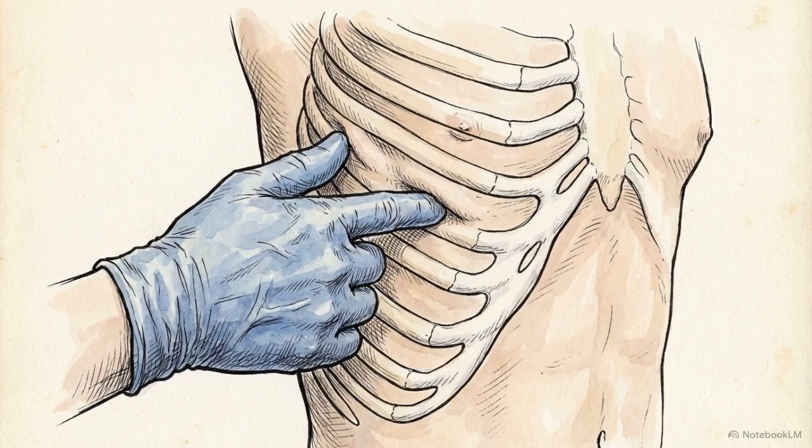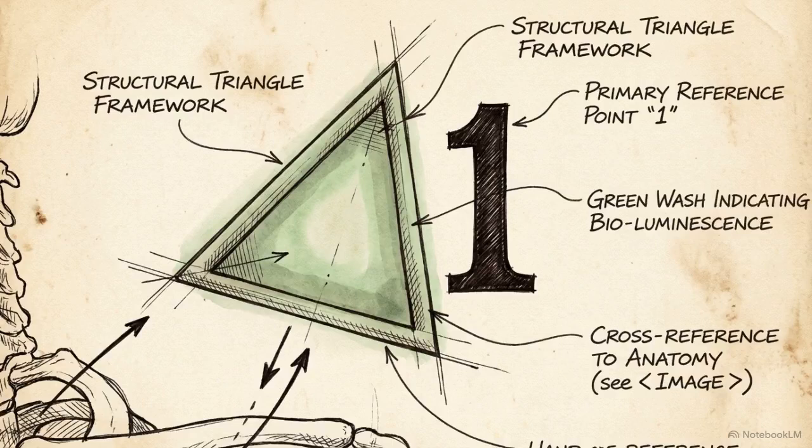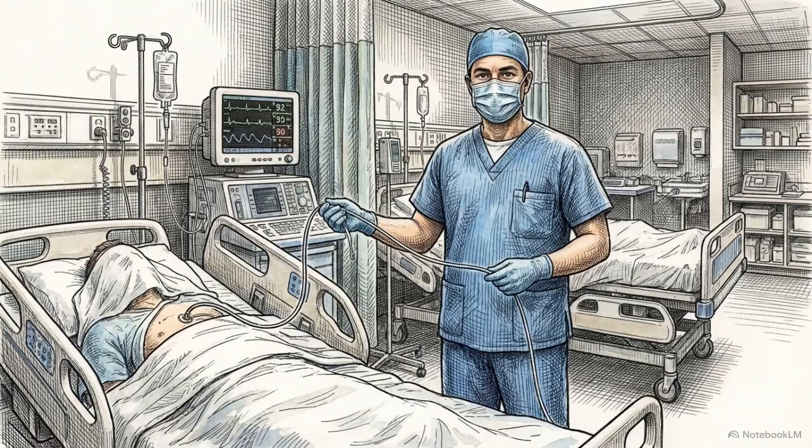Navigating these hazards is not a matter of applied force. Safe insertion relies entirely on a strict, reproducible, 5-step framework, beginning with the identification of the safe triangle. By respecting rigid anatomical constraints, an operator turns a highly dangerous thoracic puncture into a controlled, reliable surgical procedure.